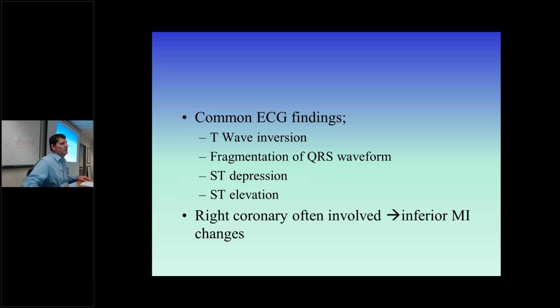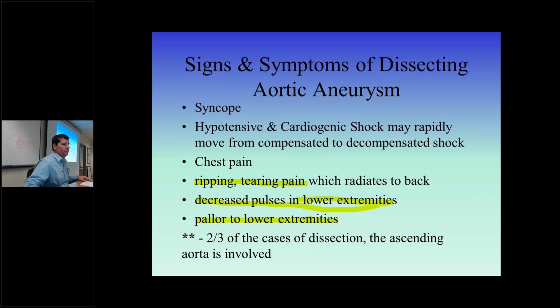Anything like that. What was it saying about 2/3 of the cases, the ascending? 2/3 of cases of dissection, the ascending aorta is involved. So that's the one going up, out of the heart. And that's both where my cousin and this other lady had it.